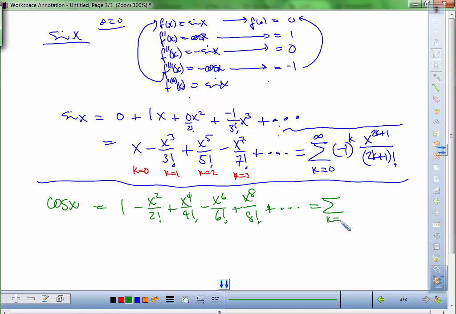So k goes from 0 to infinity. It has an alternating sign again, so we have negative 1 to the k, or k minus 1, that's negative 1 to the k. We have x to the 2k, which guarantees that your powers are going to be even, over the same thing, 2k factorial.